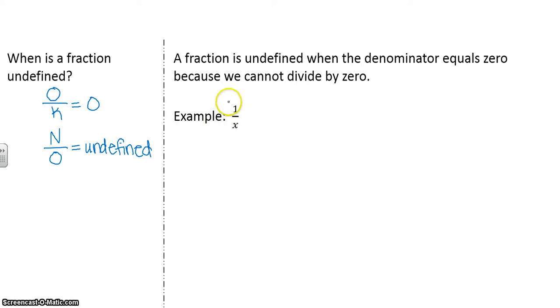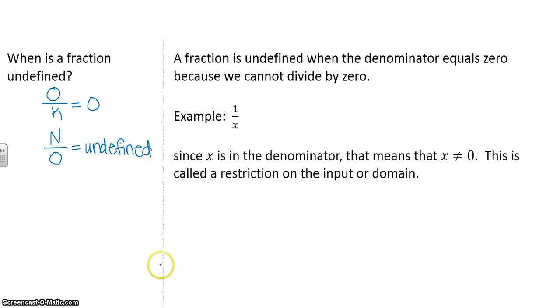So for example, if I give you this, what is a restriction for x? Well, we can't let x equal 0 because if it did, then this would be an undefined fraction. So since x is in the denominator, that means that x cannot equal 0. x can be any other number in the real number system, it just cannot be 0. This is what we call a restriction on the input or a restriction on the domain. Okay?